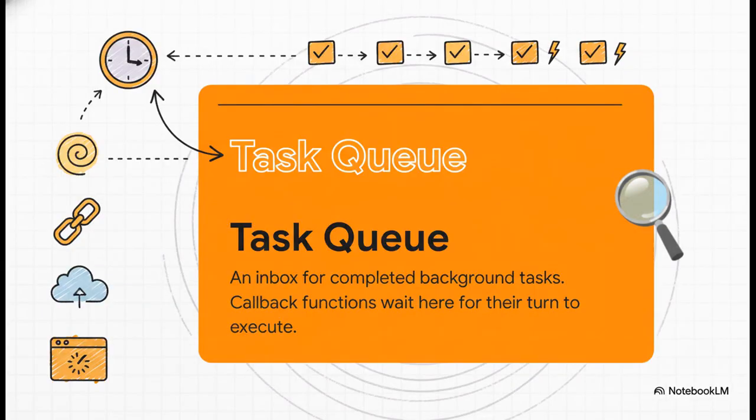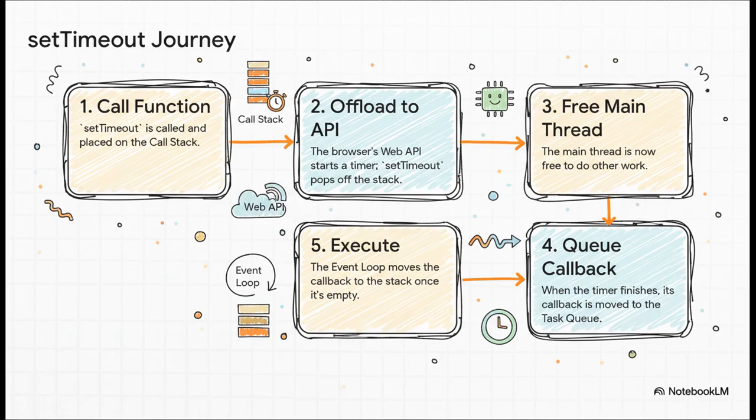So what happens when one of those background assistants finishes its job, like the timer finally runs out? Well, the result doesn't just jump right back into the main workspace. Instead, the function that needs to run next, we call that a callback, gets put in this waiting line called the task queue. Just think of it like an inbox for all your completed tasks, all lined up and patiently waiting for their turn.